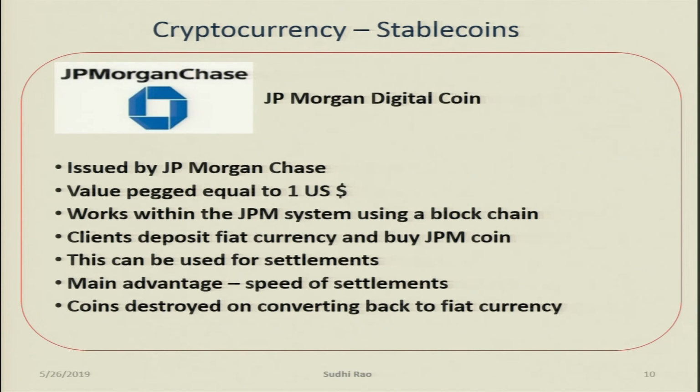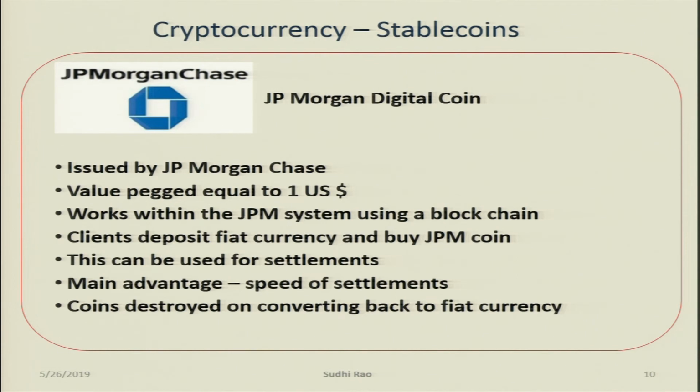It works within the JP Morgan system. That is, if I open an account with JP Morgan Chase, I can buy JP Morgan coin at the rate of 1 JP Morgan coin for $1, and I can use it for all transactions. Suppose I am paying a credit card bill, a JP Morgan credit card bill, I can pay it within JP Morgan. I may not be able to pay it with another bank.